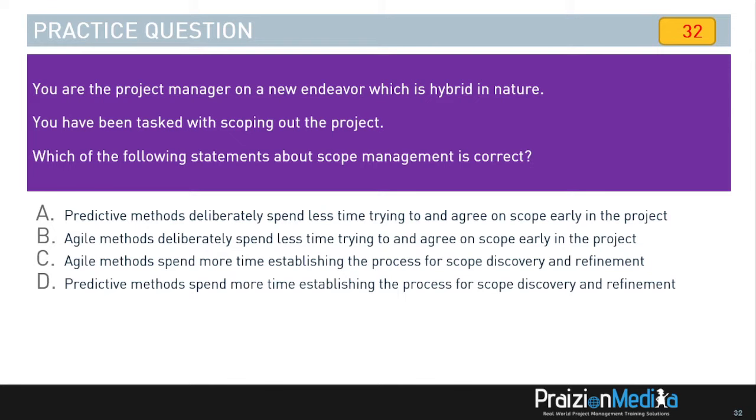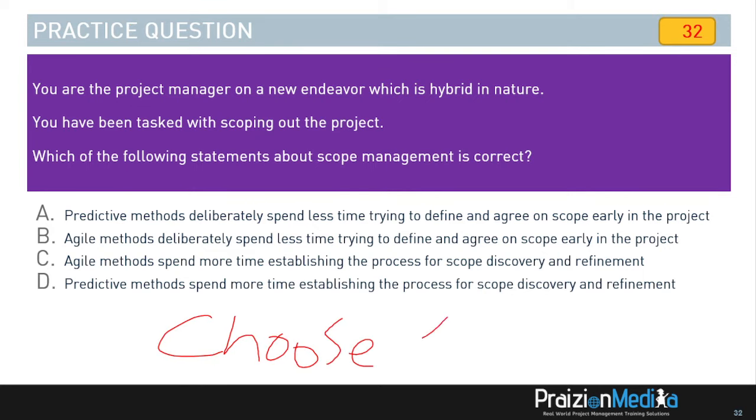You are the project manager on a new endeavor which is hybrid in nature. You have been tasked with scoping out the project. Which of the following statements about scope management is correct? So, for this question, you need to be careful because there are two correct answers. So I want you to choose two. I'm going to make it very clear by saying choose two options. All right, I will reveal the answer.